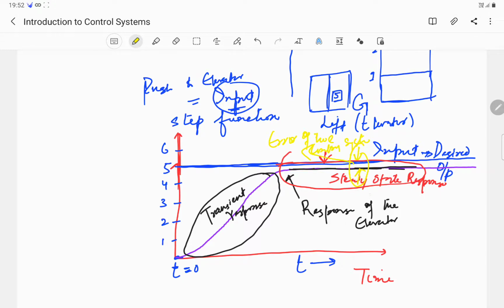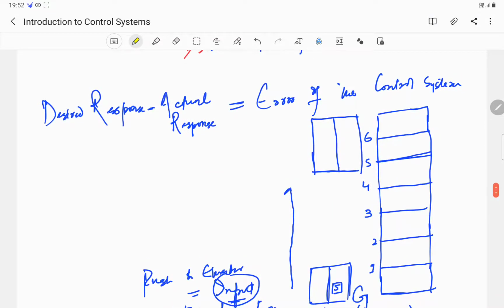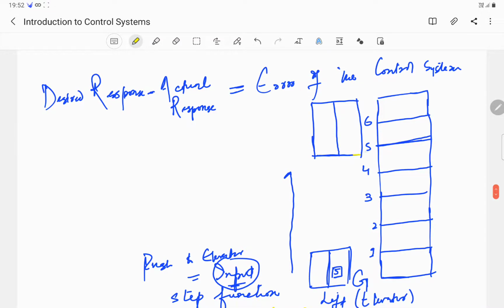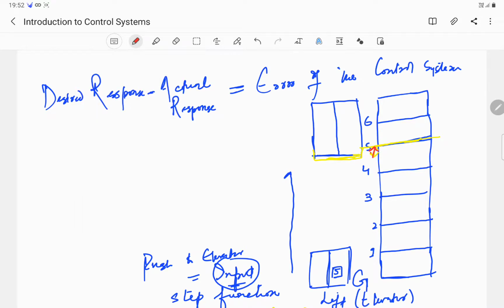Our aim is that it should reach the 5th floor exactly, but it stays slightly below the 5th floor. As can be seen here, our aim is that the lift should be exactly on the 5th floor, but it is slightly below it. So this part is the error, which is also called the steady state error.